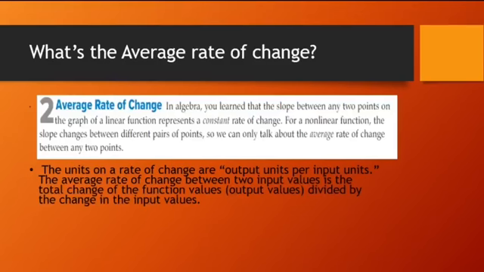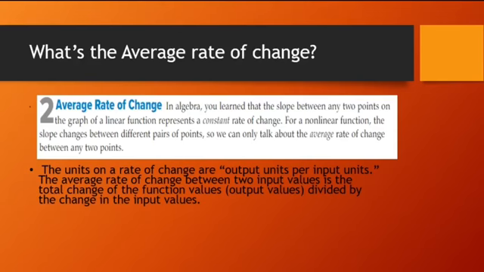Now, what is the average rate of change? In algebra, you learned that the slope between any 2 points on the graph of a linear function represents a constant rate of change. For a nonlinear function, the slope changes between different pairs of points, so we can only talk about the average rate of change between any 2 points. The units on a rate of change are output units per input units.